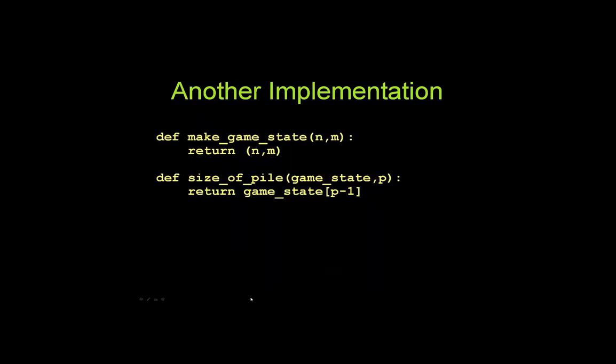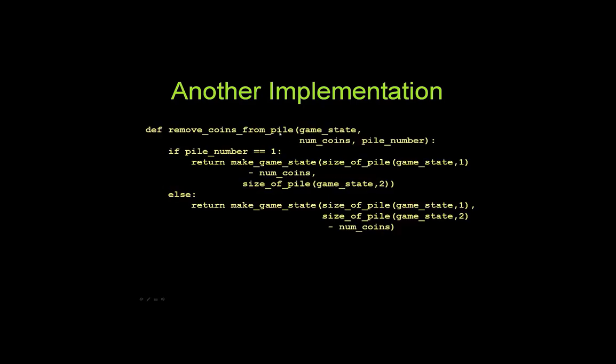So let's look at another way, a more natural way. Basically, we can make game state n m and return the pair n m. So this is a tuple. The size of game state for pile p is just p minus 1 as the index, because this is 0 and this is 1. Now, how do we remove the coins?